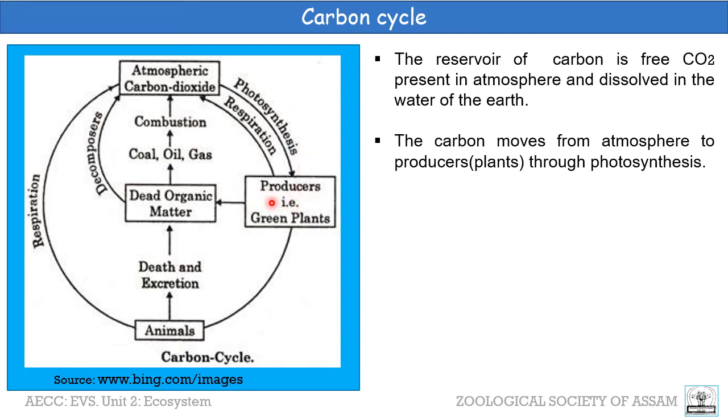From producer organisms, carbon moves to the animals through the food chain. When animals eat plant products, carbon moves from plants to the animals. During the process of respiration of plants and animals, carbon is released into the atmosphere in the form of carbon dioxide. After the death of plants and animals, decomposition occurs. Decomposition is an oxidative process. During decomposition, microbial organisms like bacteria, fungi, etc. release carbon into the atmosphere in the form of carbon dioxide.